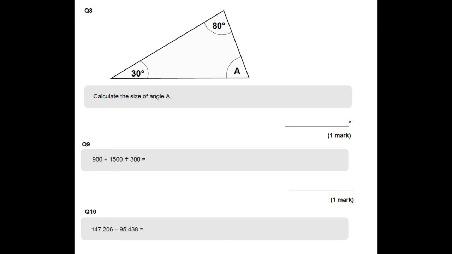Question 8, calculate the size of the angle A. So we know the angles inside a triangle add up to 180. We've already got 80 and 30 given to us, so add those up. So we need to take away 110 from 180, and it leaves us with 70 degrees for 1 mark. The answer on the answer line, 70, the degree symbol's already there, 1 mark.